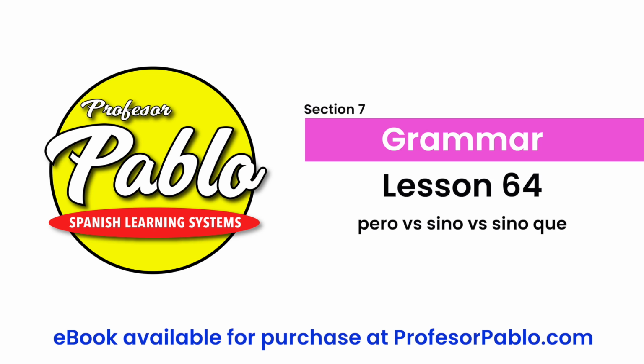So pero is a plus plus, sino is a minus plus, sino que is a minus plus. Sino and sino que are very similar. The first part of the sentence is a negation. The second part of the sentence is a correction or setting the record straight, and that's a positive sign. After sino, you can use an infinitive or any other word other than a conjugated verb. After sino que, you have to use a conjugated verb.